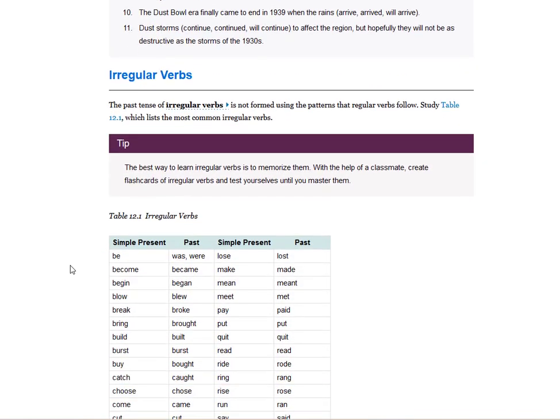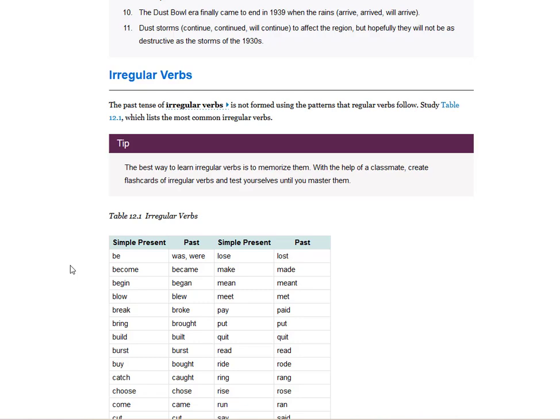Irregular verbs. The past tense of irregular verbs is not formed using the patterns that regular verbs follow. The best way to learn irregular verbs is to memorize them. With the help of a classmate, create flashcards of irregular verbs and test yourselves until you master them.